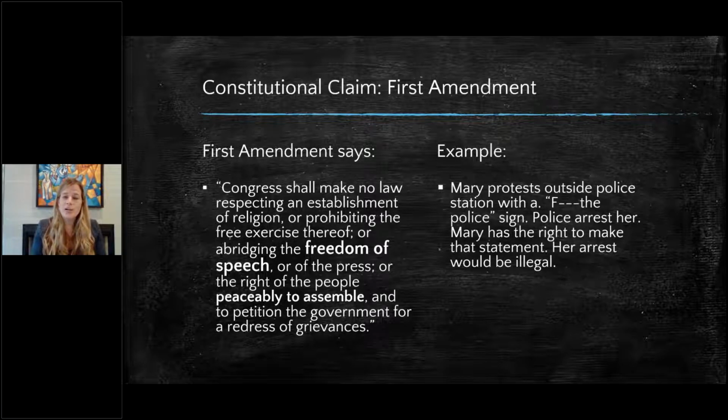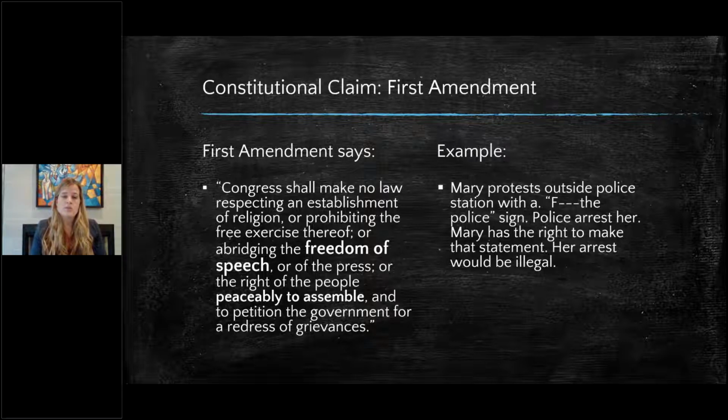So I want to begin by talking about the constitutional claims, because this is the thrust of most litigation against the police. And we're going to go in order here of the amendments. So first of all, we have the First Amendment. And the First Amendment says, Congress shall make no law respecting an establishment of religion or prohibiting the free exercise thereof or abridging the freedom of speech or of the press or the right of the people peaceably to assemble and to petition the government for redress of grievances.